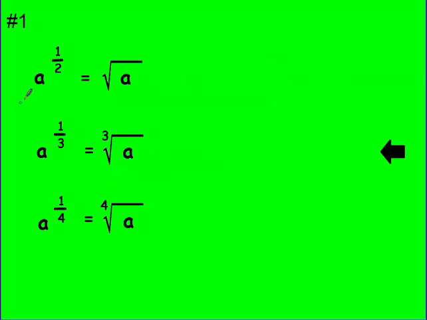So let's look at this. If you have a to the 1/2 power, that means you're taking the square root of a. If you have a to the 1/3 power, you're taking the cube root of a. If you have a to the 1/4 power, you're finding the 4th root of a. Let's look at this with numbers.